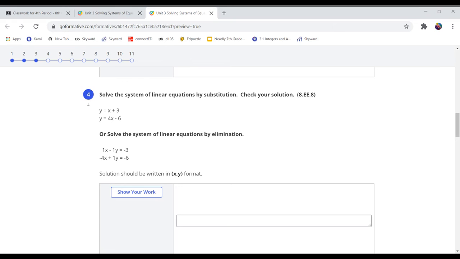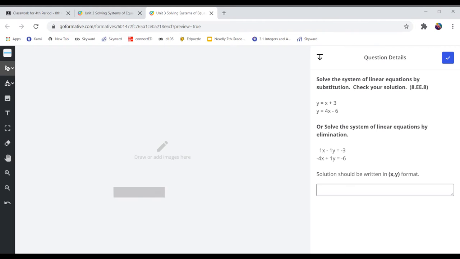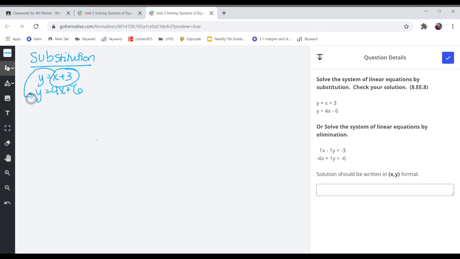Number 4, solve the system of equations by substitution, check your solution, or solve the system of linear equations by elimination. So I'm going to show both methods just because I'm not sure who did what. So here is substitution. Y equals x plus 3, and y equals 4x minus 6. So I'm going to add and make that into a -6. For substitution, I'm going to take this x plus 3 and plug it in for this y here.